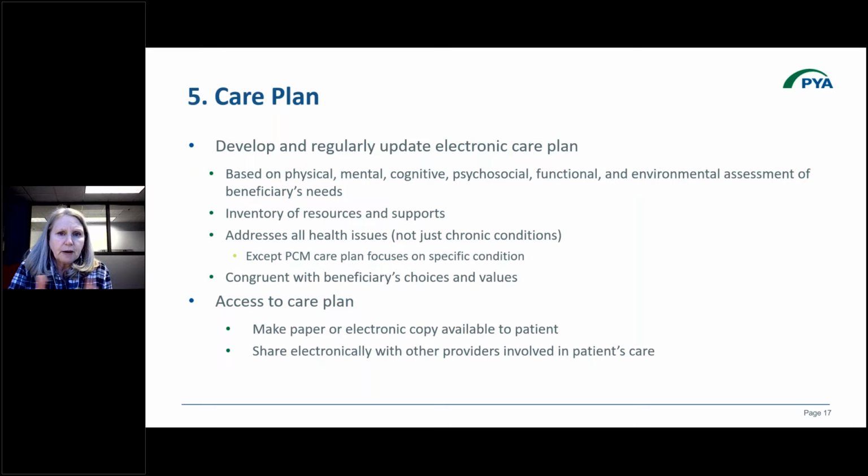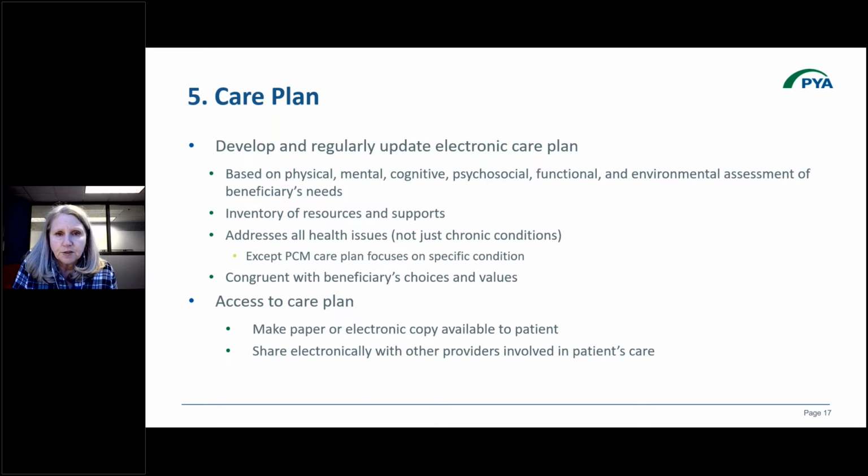That care plan should be based on the physical, mental, cognitive, psychosocial, functional, and environmental assessment of the beneficiary's needs. It's the true 360 of what this beneficiary requires. Taking an inventory of resources and supports available to that patient. So what are the other doctors they see? Who's their primary caregiver? That type of information being captured in the care plan. It should address all health issues, not just the qualifying chronic conditions.